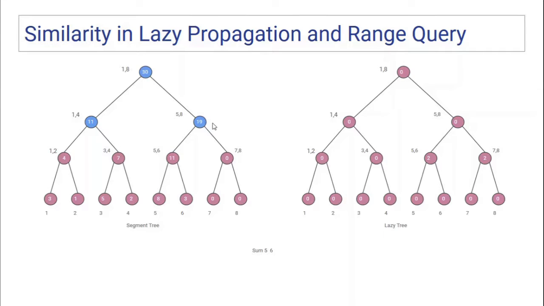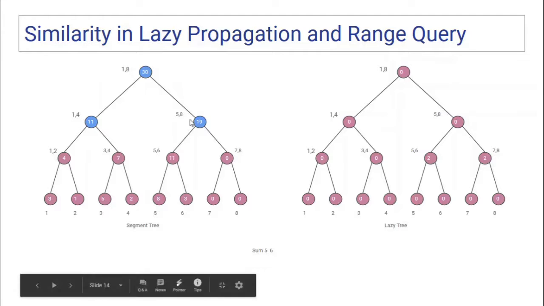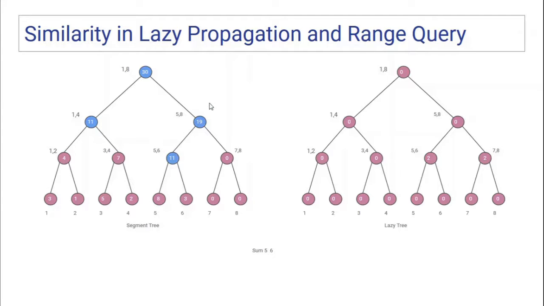Now for this node, you would again see 5 and 8 does not lie completely inside my query range, but we are having certain overlap, so you would make recursive call. I'll show you first this recursive call and then I'll show you this recursive call. So you made this recursive call. So you are at this point.